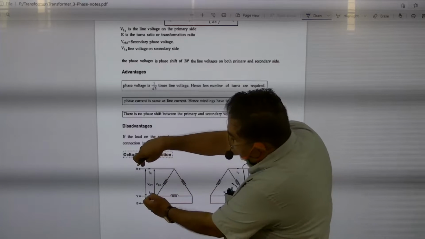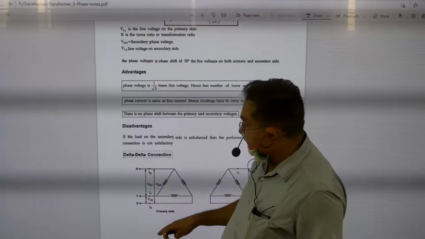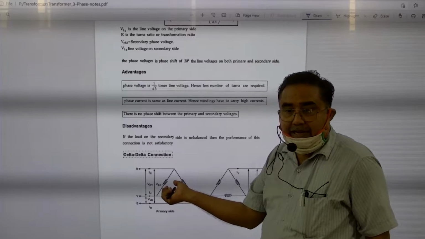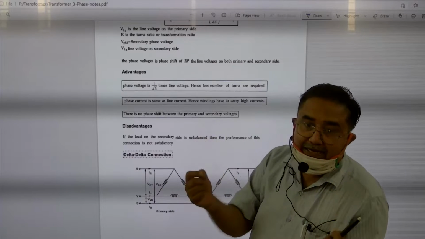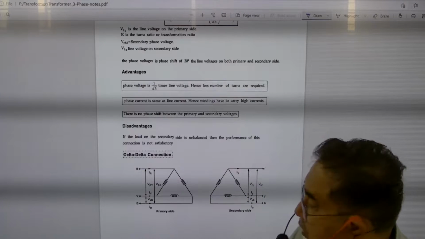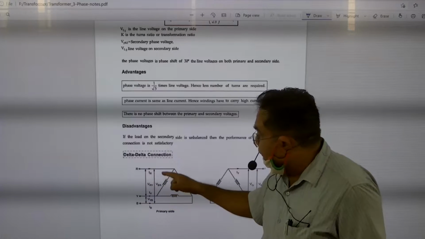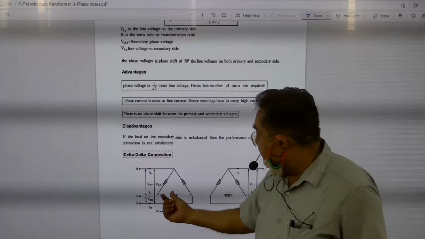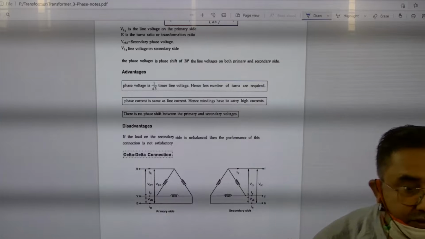What is this? RY, those who could not understand, please, RY is the line voltage. Similarly, YB is the line voltage, and BR is also line voltage. And what is phase voltage? Voltage between 2 ends of the winding. And what is line voltage? Voltage between 2 lines. So whatever the voltage between RY is the voltage across this winding. Whatever the voltage between R and B is across this winding. And similarly, whatever voltage between Y and B is the voltage across this third winding. So phase voltage is equal to line voltage.